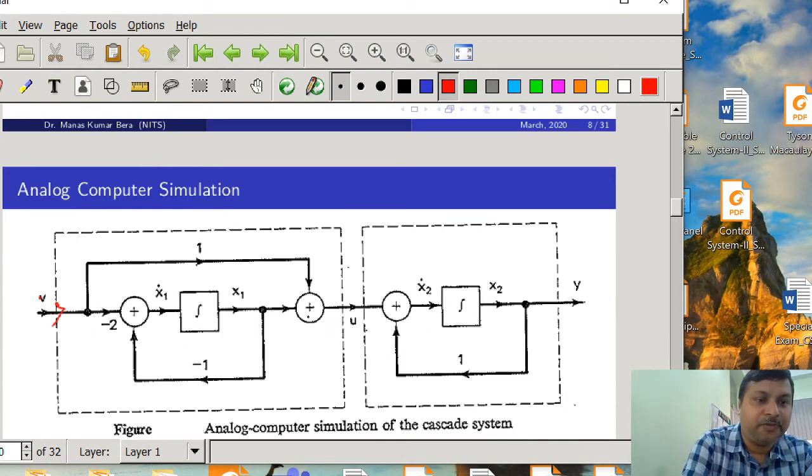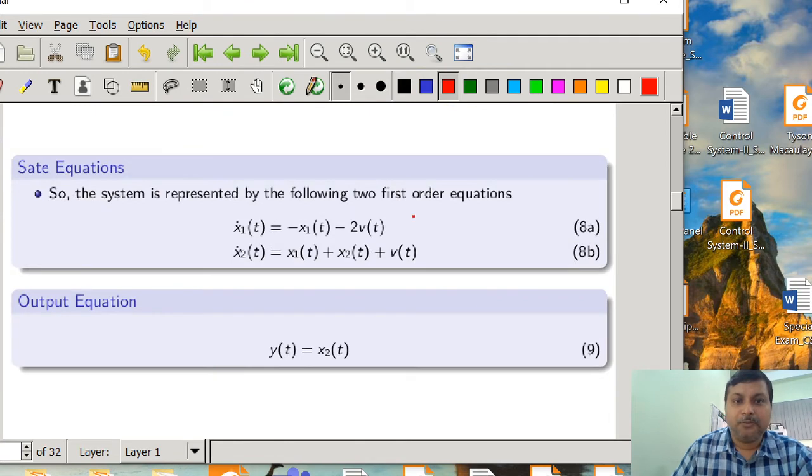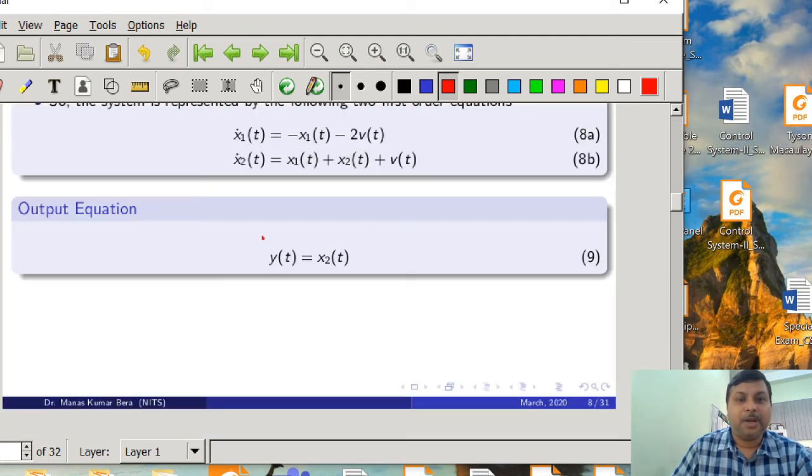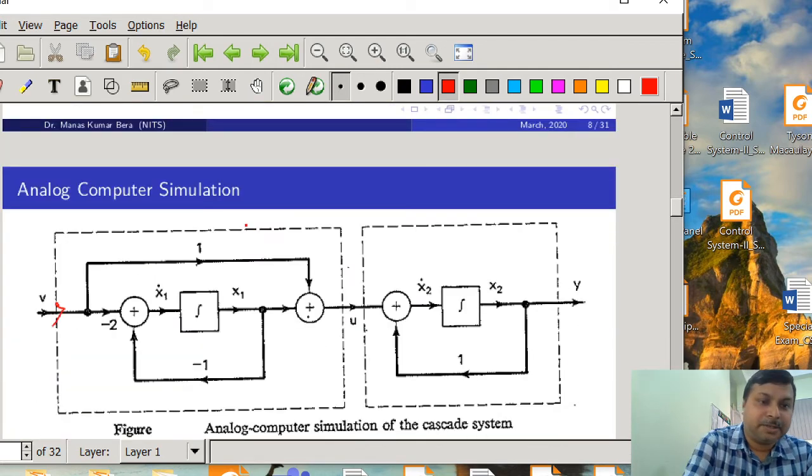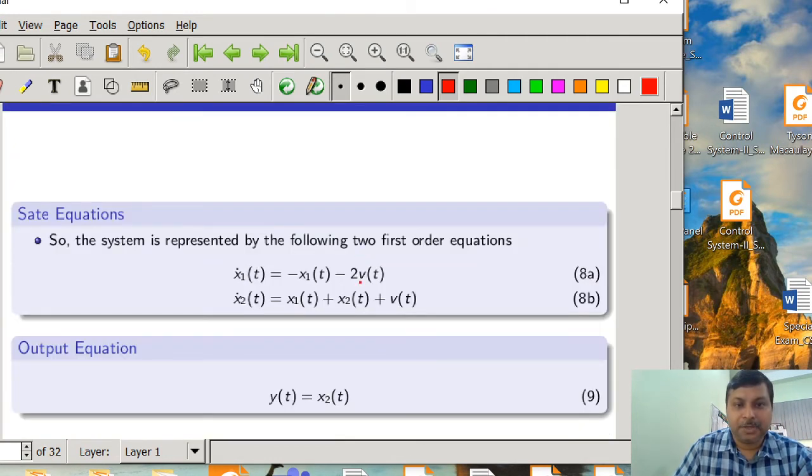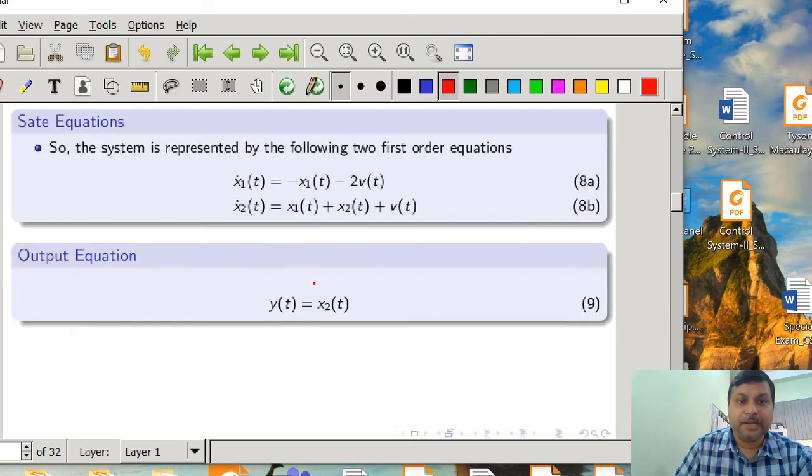You see, this is the input vt. Now vt is multiplied with the gain minus 2. So now you come to know how, using an amplifier gain, we can realize minus 2. That minus 2 vt has to be added with minus x1. But how will we get x1? If we have x1 dot and we integrate it, then as a solution we will get x1, and then we can feed it back.